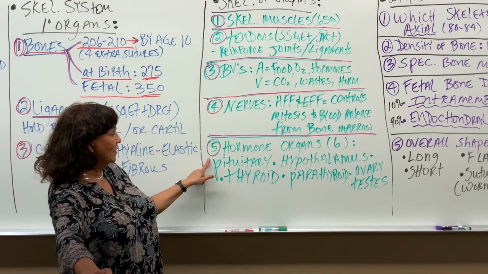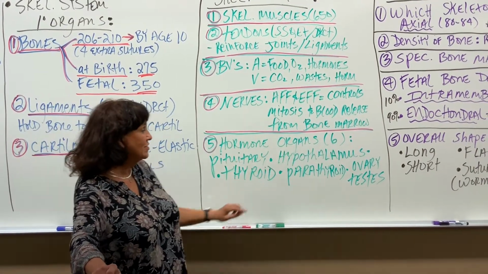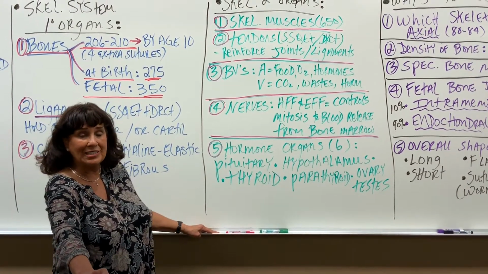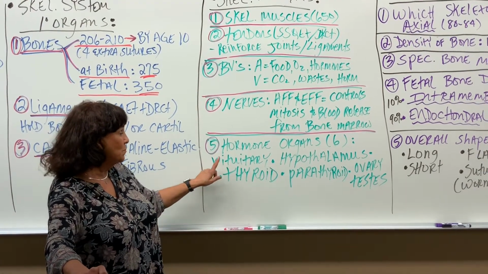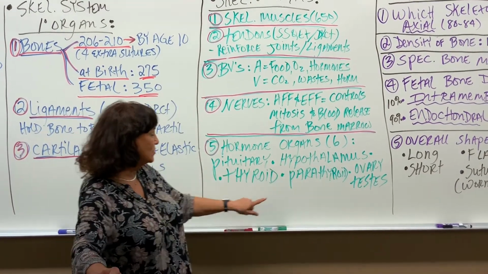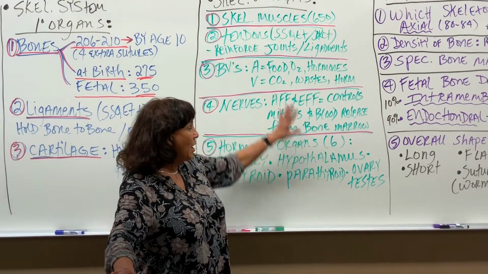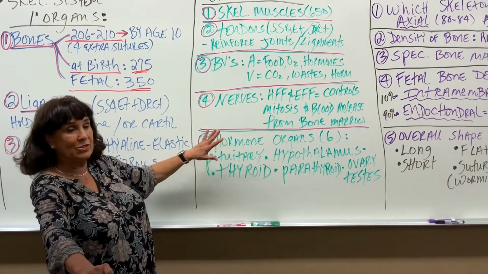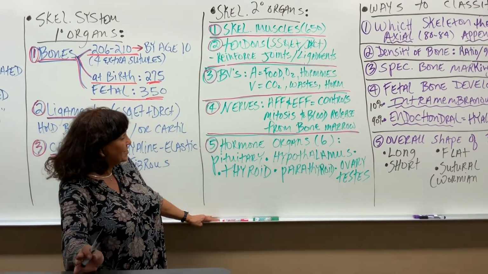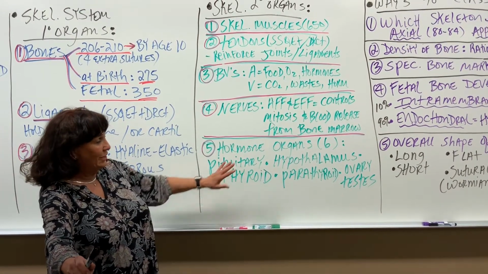And then the fifth thing, hormone organs. We actually have 6 organs that will make hormones that will help both the skeleton and cartilage. So bones and cartilage get hormones from the pituitary gland, the hypothalamus, the thyroid, the parathyroid, the ovary, and the testes. And we will go over the hormones involved with both the bones and the cartilage a little bit later.